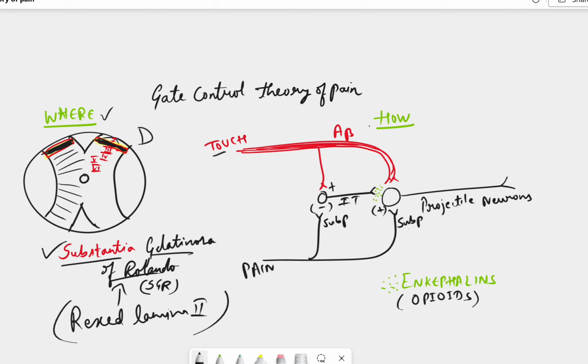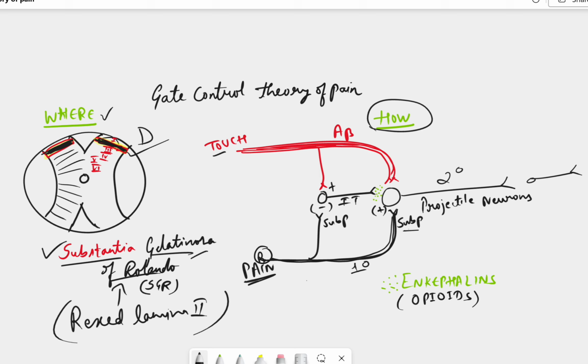Now we'll understand how the neurons are working, or how the gate control theory of pain is working. We all know the pain pathway has a first order neuron and a second order neuron, and there'll be a third order neuron, right? So the pain pathway has three neurons. The first order neuron, starting from the receptor, carries the pain sensation, and it comes and synapses in the substantia gelatinosa of the spinal cord. It synapses with the second order neuron, and the neurotransmitter released is substance P.